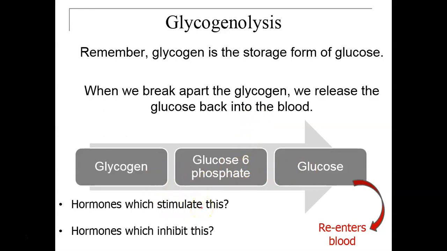So which hormones stimulate this? Well, two we already talked about: glucagon and epinephrine. Which ones inhibit this? Well, insulin, for instance. Insulin's function is to reduce blood glucose levels. So would we want glycogen to be converted into glucose? No. So insulin is going to inhibit this.